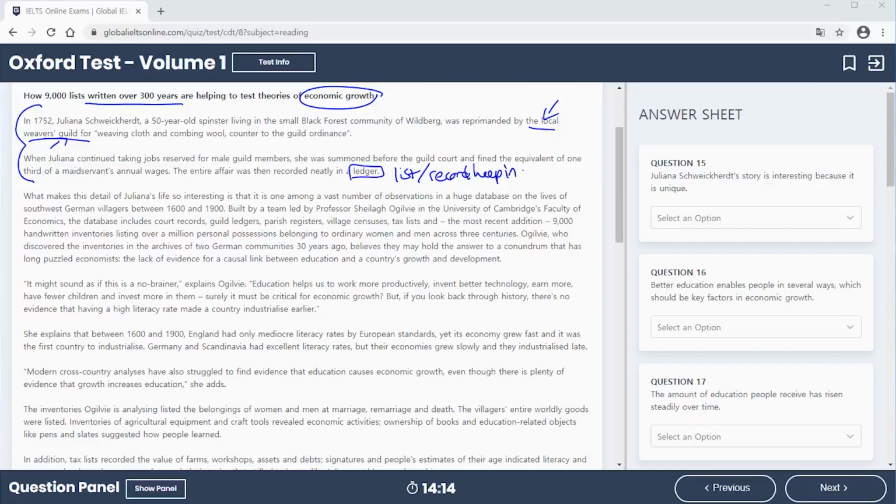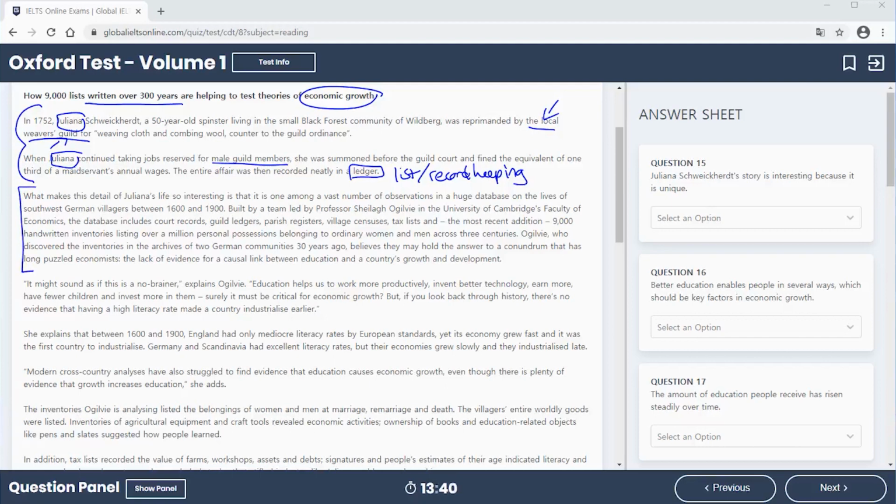Okay, so we can see that this is telling us a story. It's telling us the story of this lady, Juliana. She got in trouble in the past for doing jobs that were supposed to only be done by men. Okay, so that's kind of the feeling of it, but I feel like we've not got into the actual detail of what the topic of this article is about. It's just giving us details of this story. So then I would think, okay, I need to read the next section to find out what the actual topic of the reading passage is about.